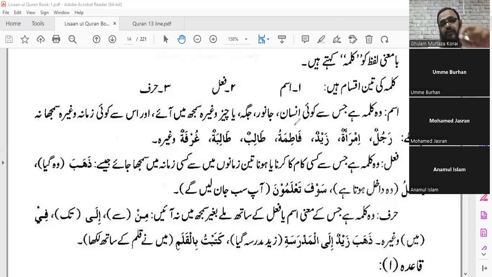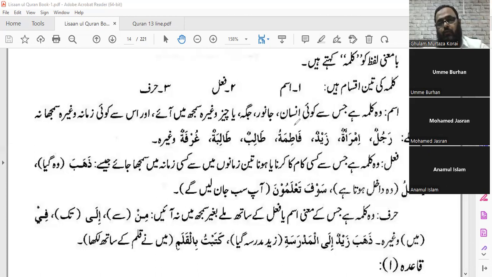Like Dhahaba Zaydun, Zayd went. Nasara Zaydun, Zayd helped. Nasara is a verb and Zaydun is its subject. Okay. So that has two things. It conveys the meaning and it contains tense.